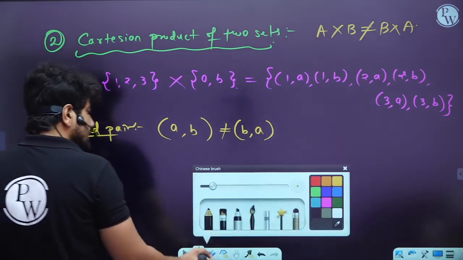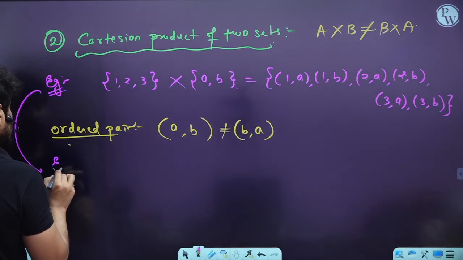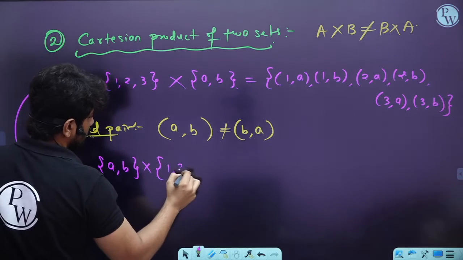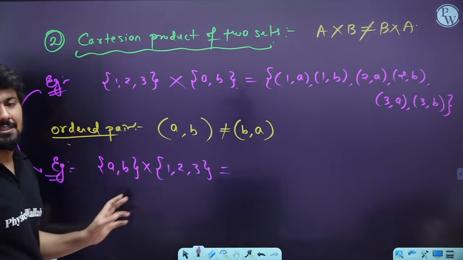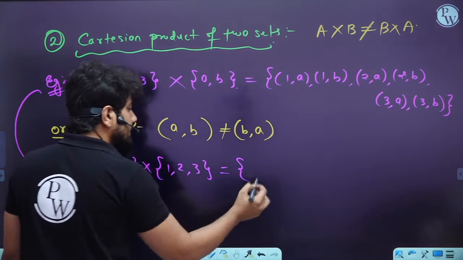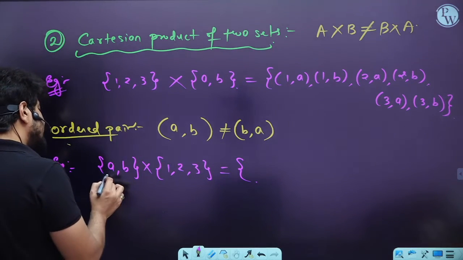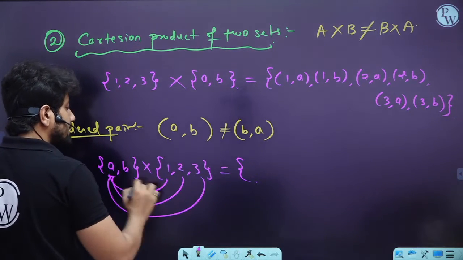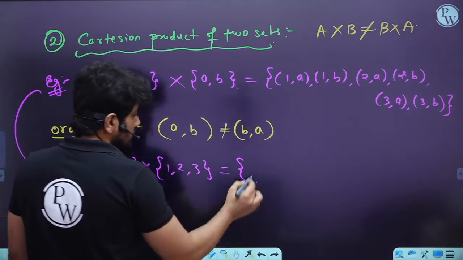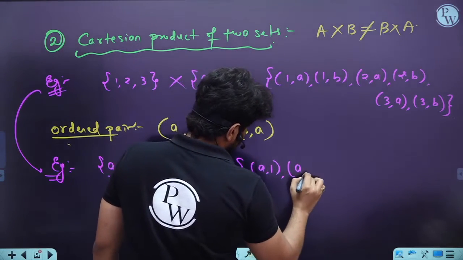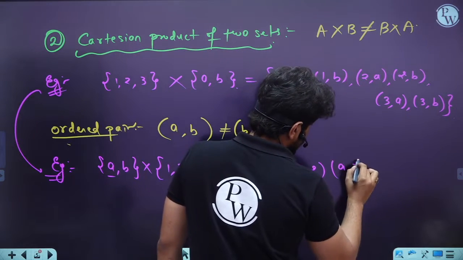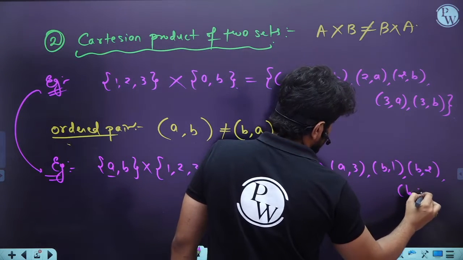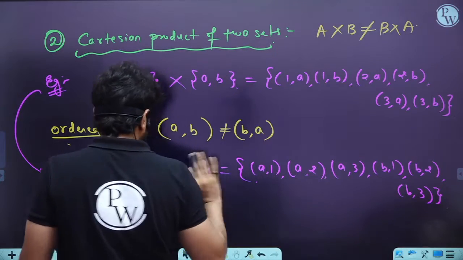Let me show you through an example. If I take the set A comma B, Cartesian product with 1 comma 2 comma 3, what will be the Cartesian product of these two sets? It is also going to be a set. Here the first element comes from set A, the second from set B. So it is going to be A comma 1, A comma 2, A comma 3, B comma 1, B comma 2, and B comma 3. This is the Cartesian product of two sets.